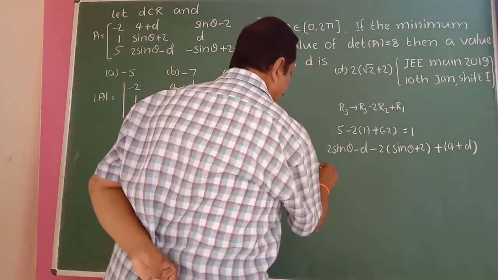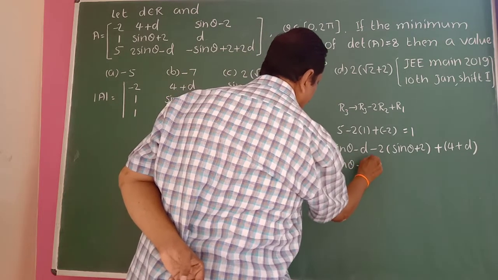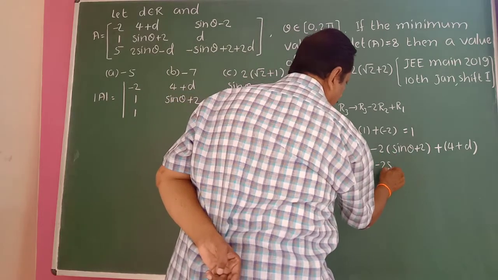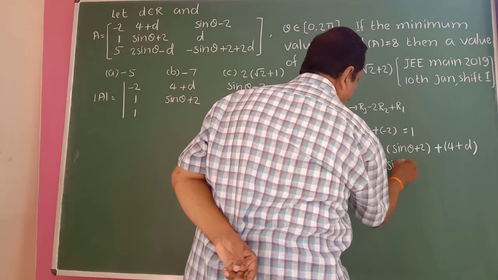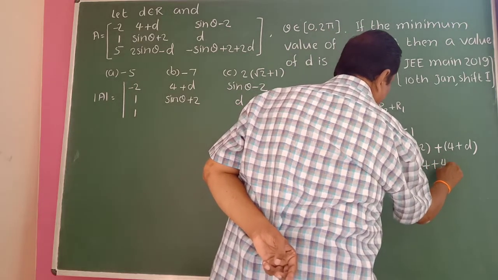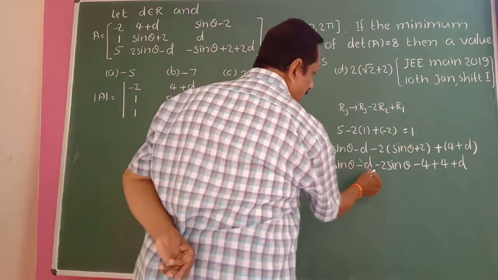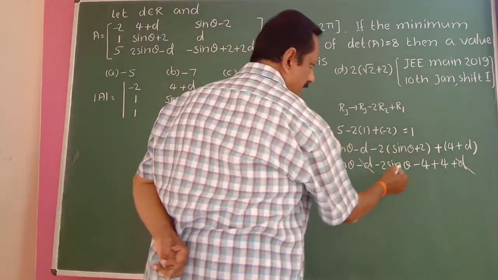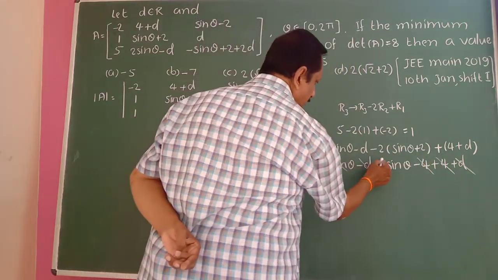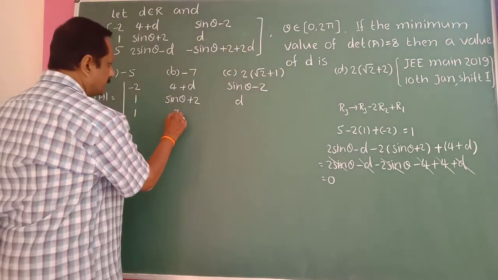Now simplify here. 2 sin theta minus d. Take the minus 2 inside: minus 2 sin theta, minus 2 into 2 becomes minus 4, plus 4 plus d. Then minus d and plus d cancel here. Minus 4 and plus 4 cancel. 2 sin theta minus 2 sin theta cancels. So therefore this is 0, so therefore this becomes 0.